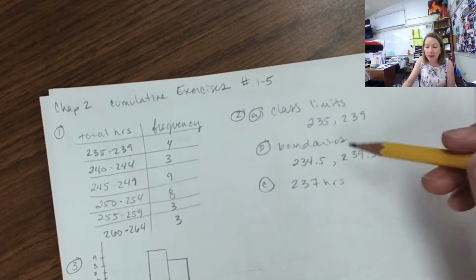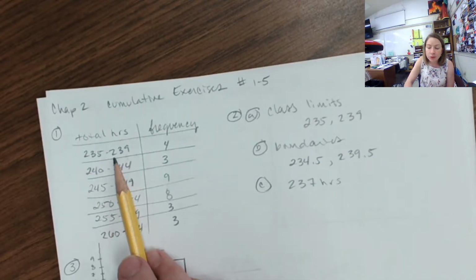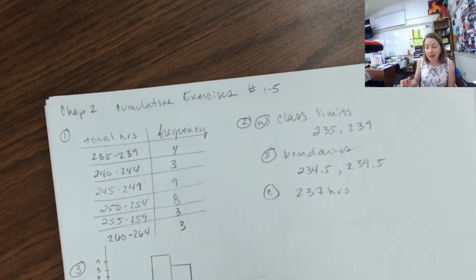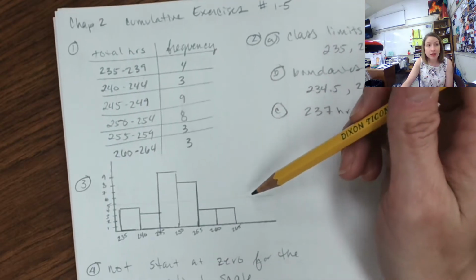The class midpoint, it's just the middle way between those two numbers. So just add them up, divide by 2, and you get 237.